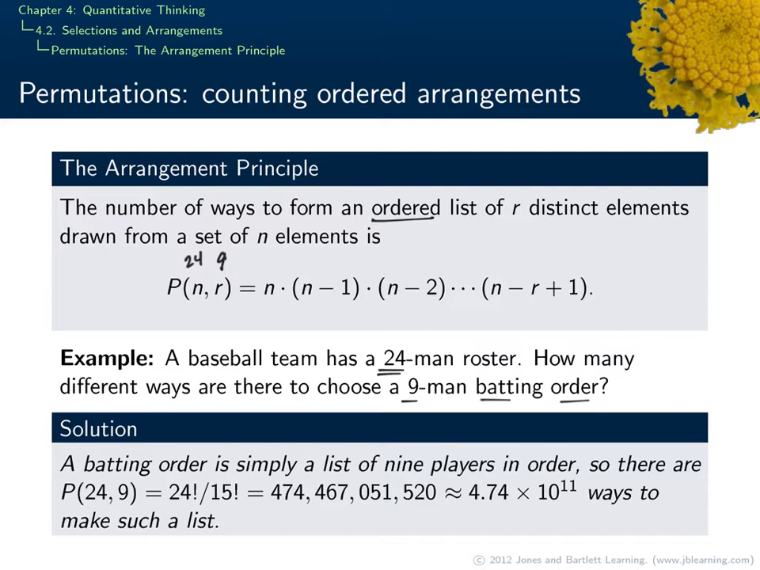And so all we need to do is replace n by 24 and r by 9 in this formula. So this would be 24 factorial divided by 24 minus 9 factorial. And as we see down here, this turns out to be this very, very large number of ways to choose a batting order from these 24 players.